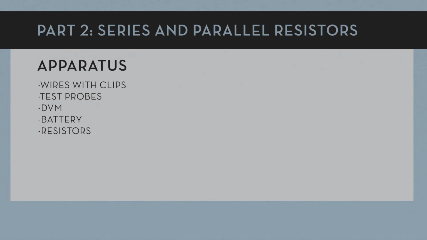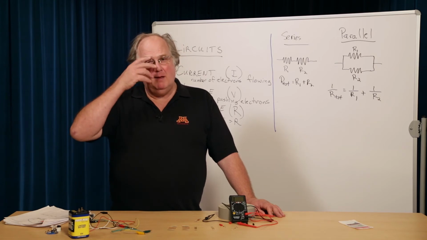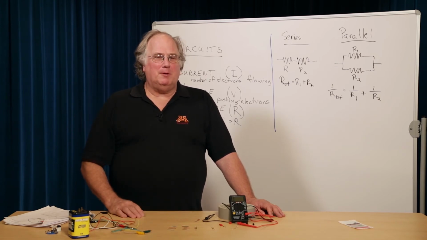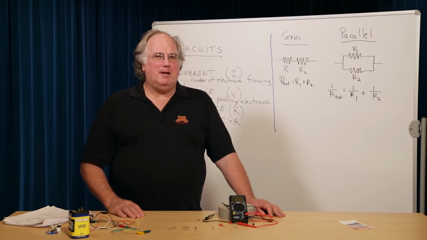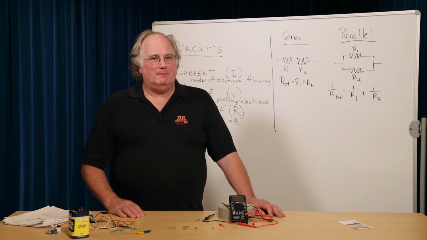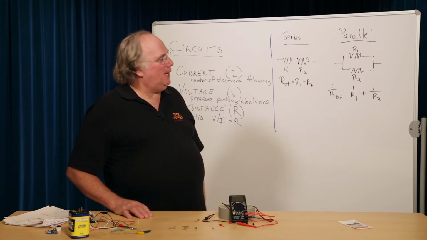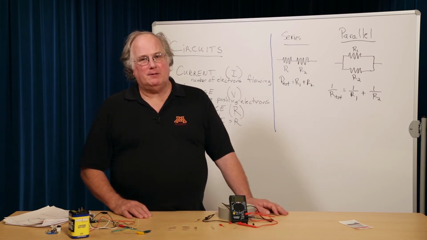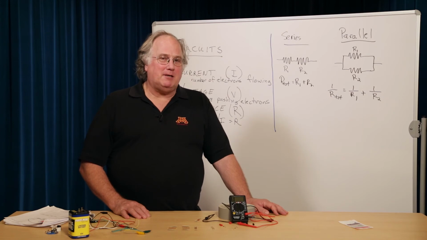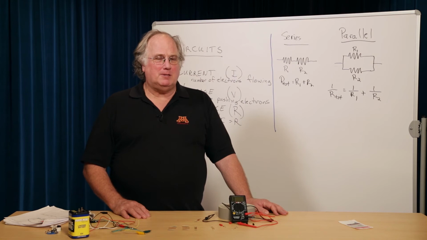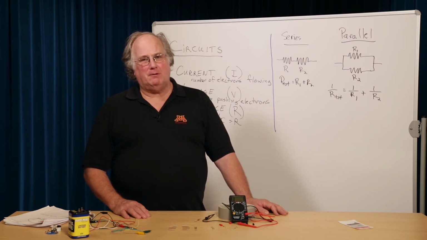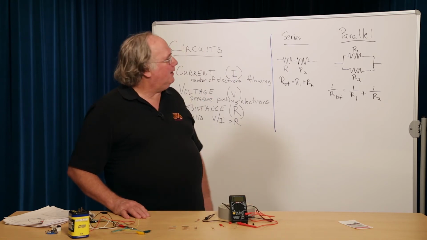All right, now it's time for part 2 of this lab. And in part 2, we're going to worry about resistive networks. What happens if you connect 2 or more resistors together? What goes on with that? And what happens depends on how you hook them together. It turns out there are 2 basic ways to hook resistors together, and the resistance you get from the total is different for the 2 ways.